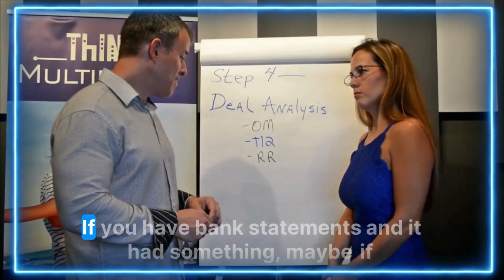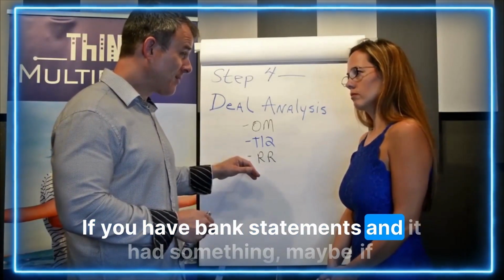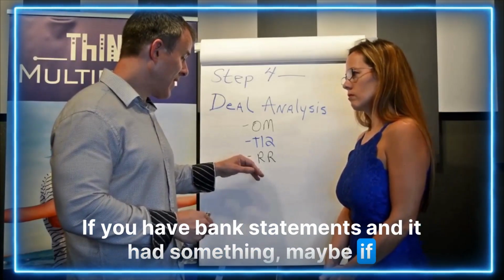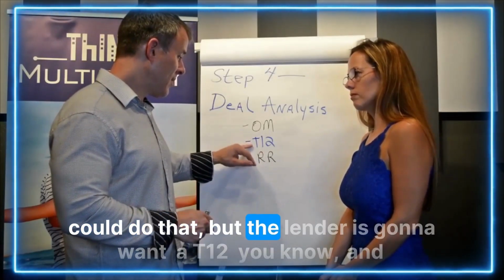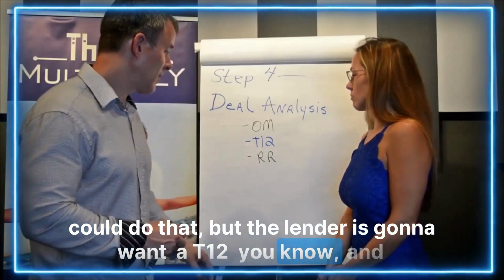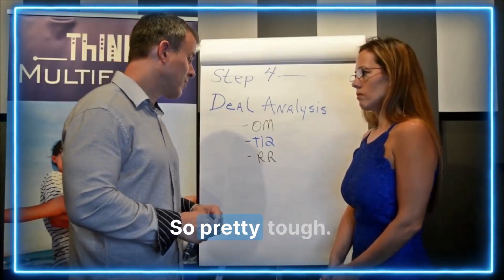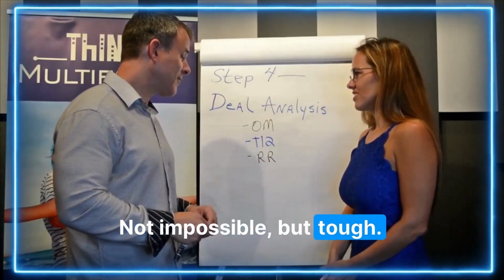Right. If you have bank statements, or maybe a general ledger or something like that, maybe you could do it, but the lender is going to want the T12, and they're going to want the rent roll as well. So pretty tough. Not impossible, but tough.